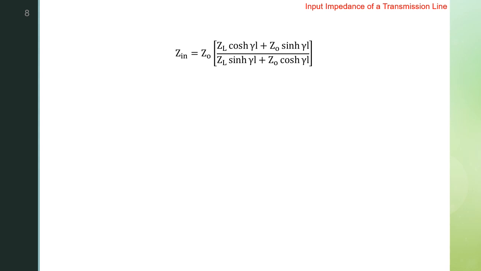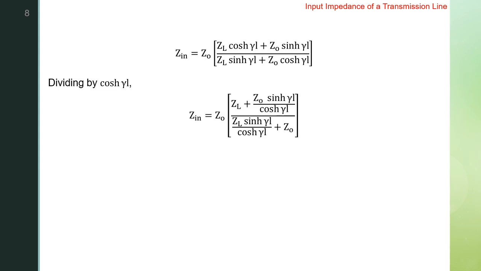On dividing numerator and denominator by cosh γL, we'll get Zn equal to Z0 into (ZL plus Z0 sinh γL divided by cosh γL), and here also the same. When you divide sinh γL by cosh γL, it becomes tanh γL. Hence, the expression for Zn is Z0 into (ZL + Z0 tanh γL) divided by (ZL tanh γL + Z0). This is the expression for the input impedance of a transmission line.